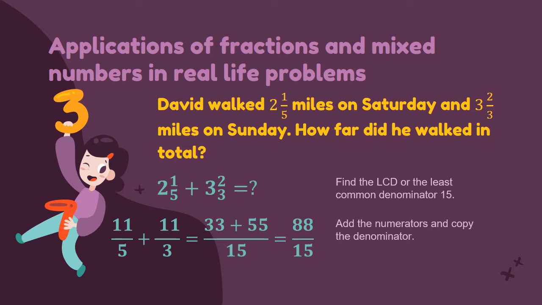And then add the numerators and copy the denominators. So 33 plus 55 is equal to 88 over 15. So which means that David walked for both Saturday and Sunday a total of 88 over 15.